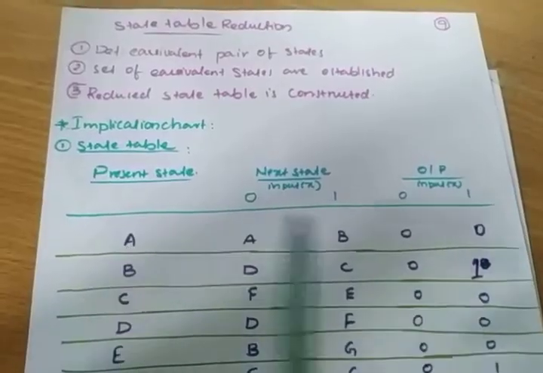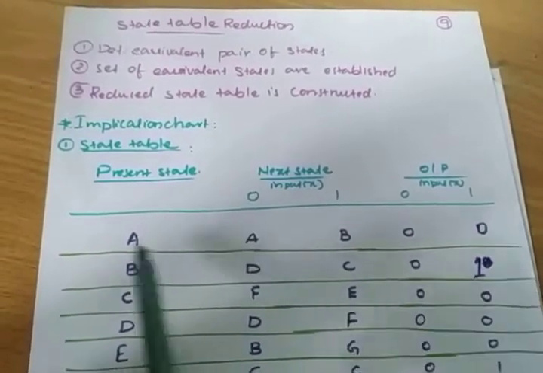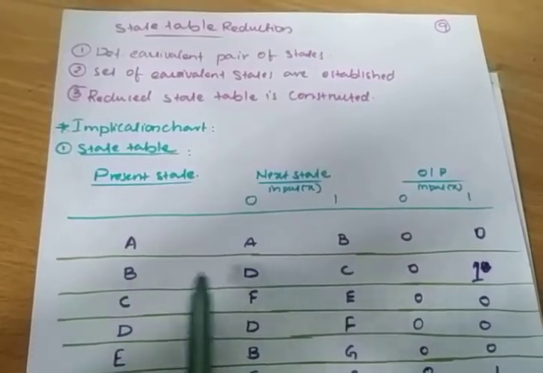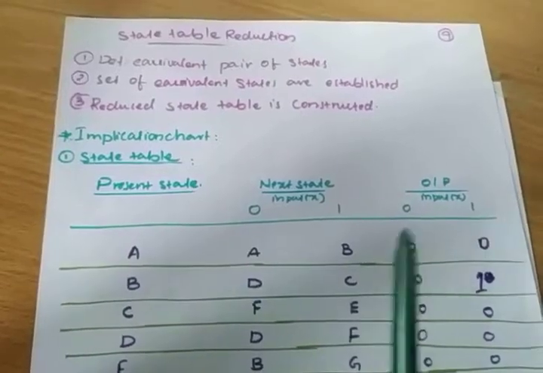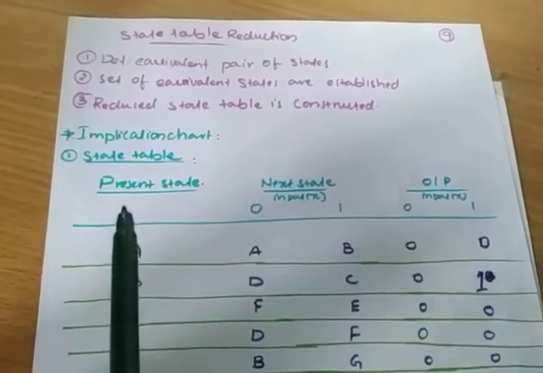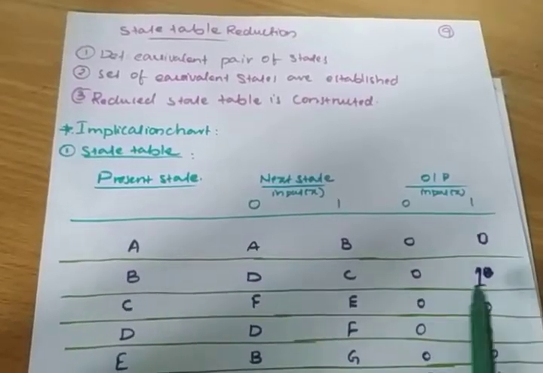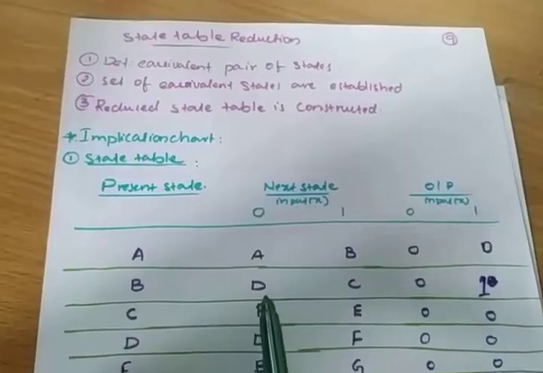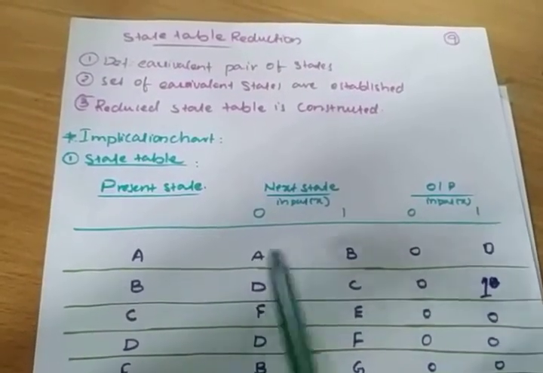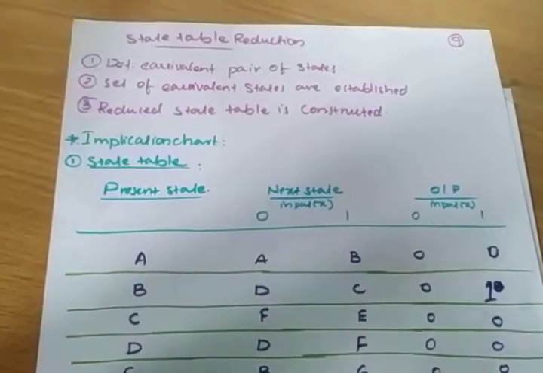For example, this A output is 0 0, and for B also output is 0 0. Then we can say A and B are almost equal, and we can reduce this B state. Instead of B state, we can write A state only. By giving A state itself, we can represent the diagram without giving any B state. That is our idea. So our idea is to reduce the number of states which have the same outputs and almost the same next states. That we are checking with this implication chart.